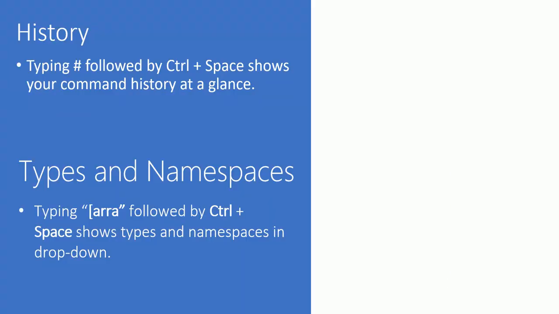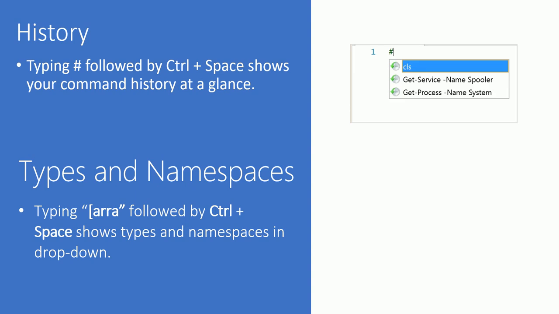The history and type of the namespace. So how you can use Control plus Space: press Control and Space, and IntelliSense will work as you type. Followed by Control plus Space, the command line history at a glance.